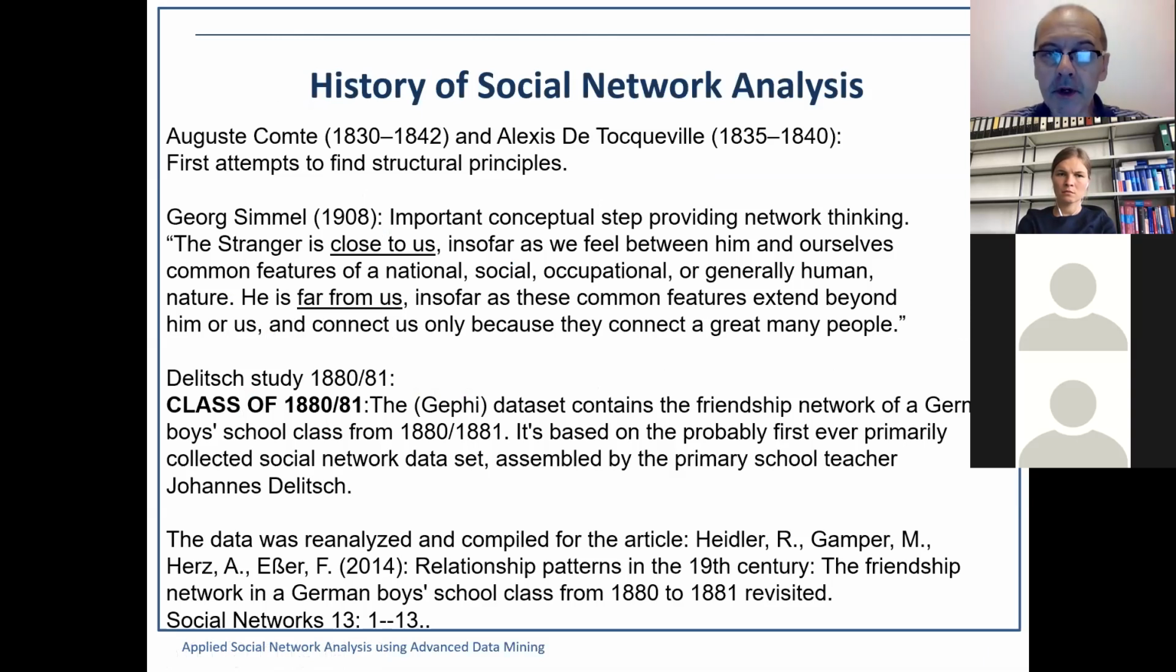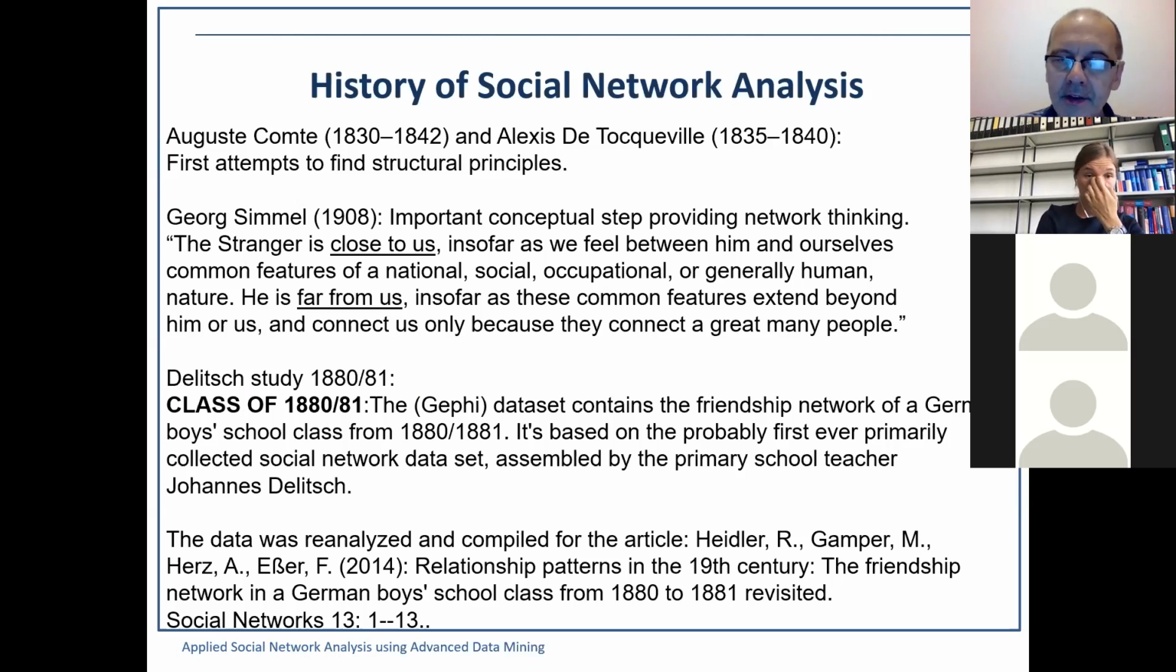Some historical remarks. Social network analysis, of course, nowadays is very much related to social media like Facebook, Instagram, Twitter, and so on. But it has a long history. Back in the 19th century, Comte and de Tocqueville started with some first attempts to find structural principles in social networks describing the relation between humans. Georg Simmel in 1908 spoke about the relations between strangers.